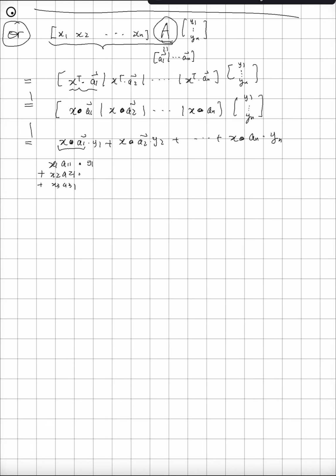and then you multiply y1. y1 is always on the right-hand side of a-something-1, right? And so here again it's x1 a12 y2 plus x2 a22 y2, etc., with x, a and y. So anyway, it gives you the same result.